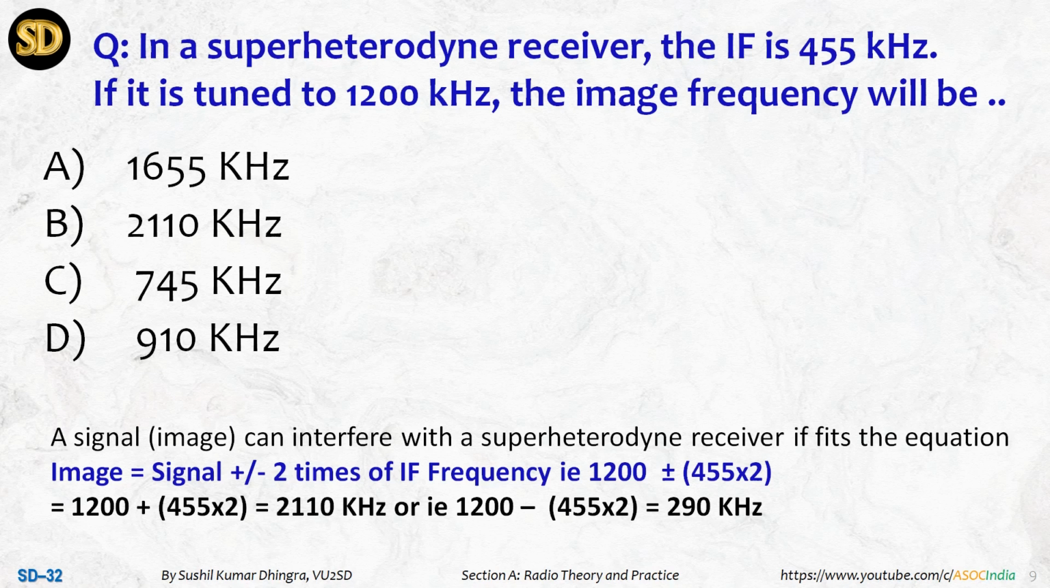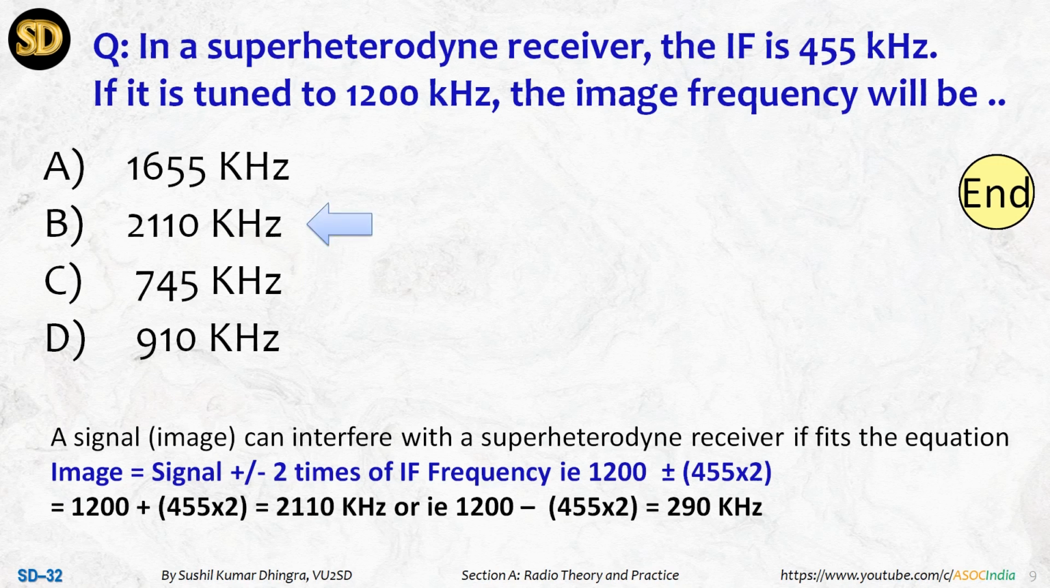I have given the answer to you in advance, not asking details, because I know you will face one, but this kind of question may come in the exam. A signal image can interfere with the superheterodyne receiver, and it fits the equation. What is the equation? Image is equal to signal plus minus 2 times the IF frequency.